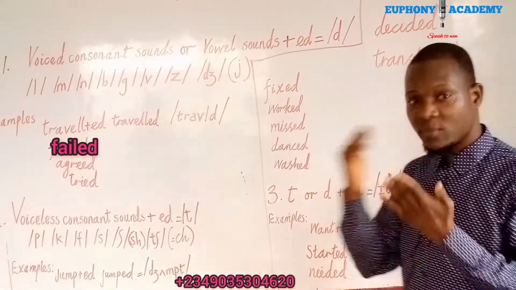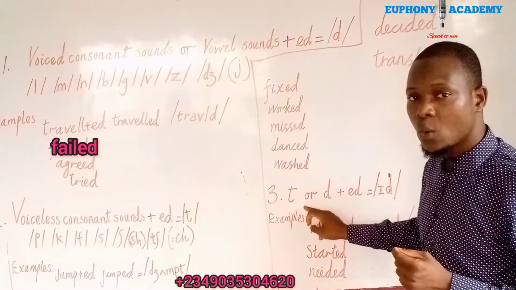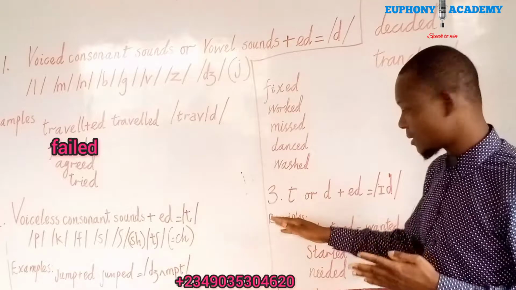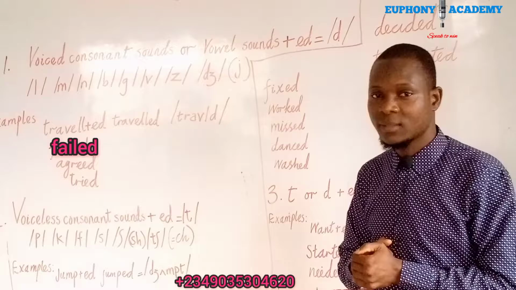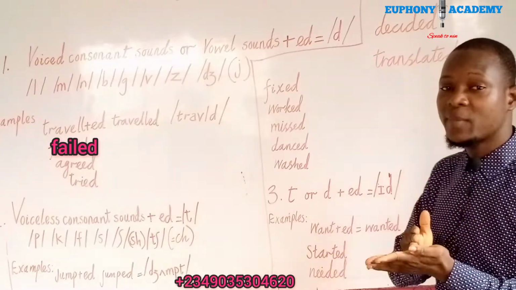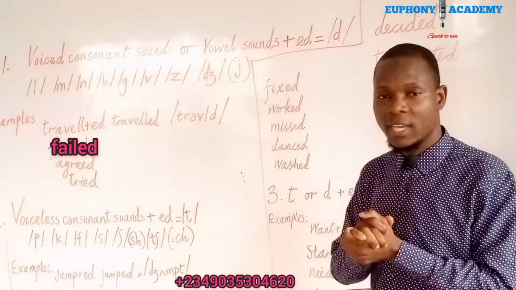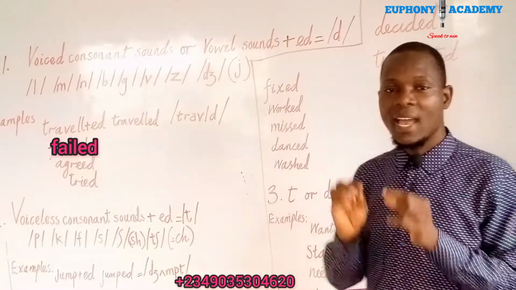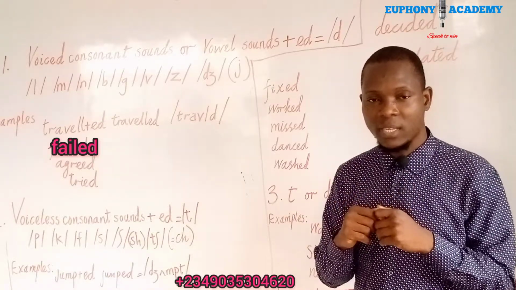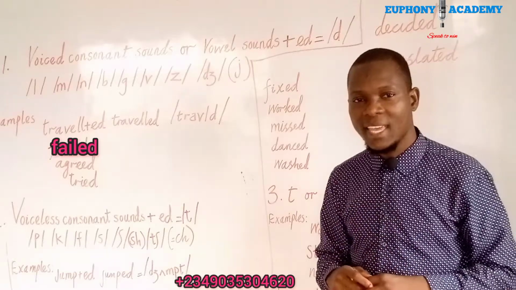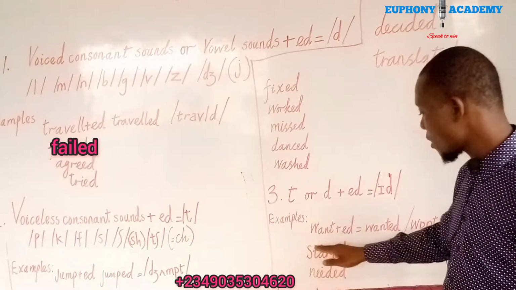Okay, so when the word ends with these two sounds, t or d, and after this t or d you have the ed, how will you pronounce it? Okay, so when you have a verb that ends with t or d, and after that you have ed, you have to pronounce the ed there as id. Id. Listen and repeat after me. Id. Id.